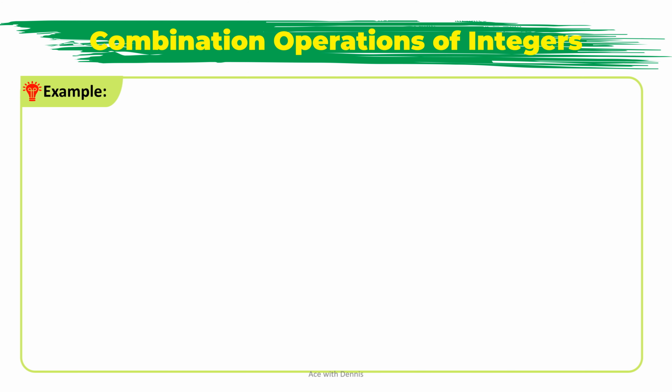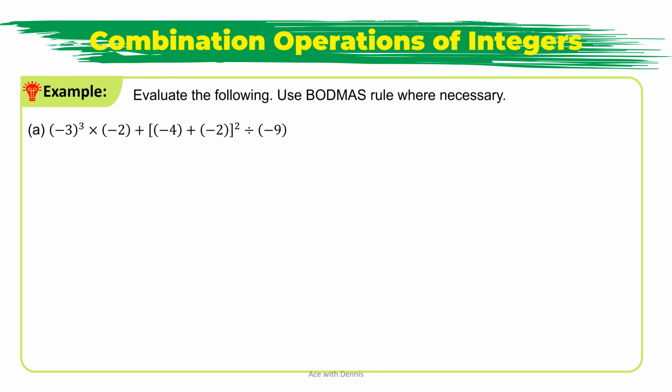Now, let's see one more example with more complicated operations. Evaluate the following. Use BODMAS rule where necessary. For A, -3 cubed times -2 plus bracket -4 plus -2 square divided by -9. B, -12 minus -2 cubed divided by bracket -3 plus -5 plus -5 square. Again, you can take out a piece of paper, pause the video, and try to solve it yourself.